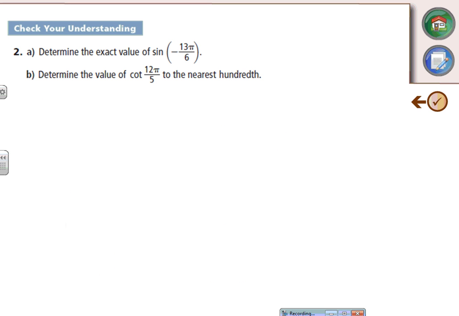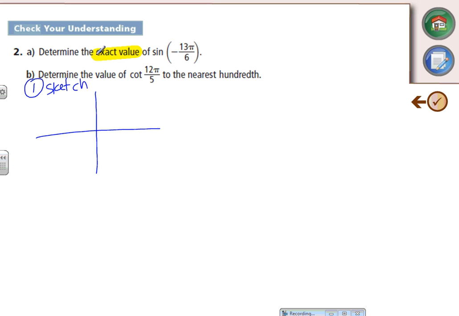Okay, I want to know the exact value of sine of negative 13 pi over 6. Whoa, they said exact value. That means we're using unit circle every time. Or just the special triangles if you prefer to use that instead of the unit circle. Okay, let's sketch this. First step, sketch. That's step 1. Sketch and figure out where it is.